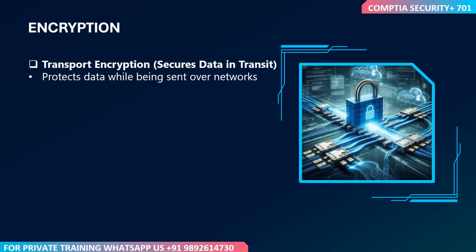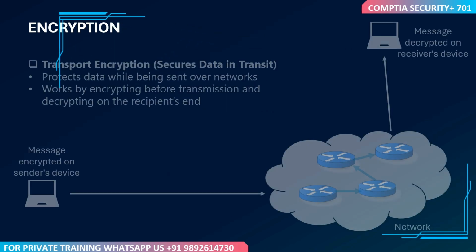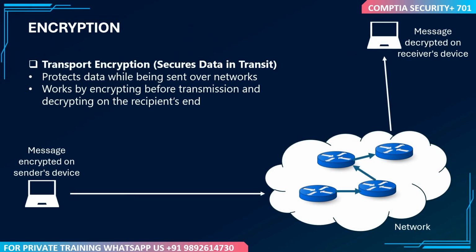What is transport encryption? It is also known as communication encryption. It is a method of securing data as it travels from one place to another over a network. Just like the envelope protects your message from prying eyes, transport encryption ensures that no one can intercept and understand the information you are sending over the internet or any other network. How does transport encryption work? Let's break it down into simple steps.